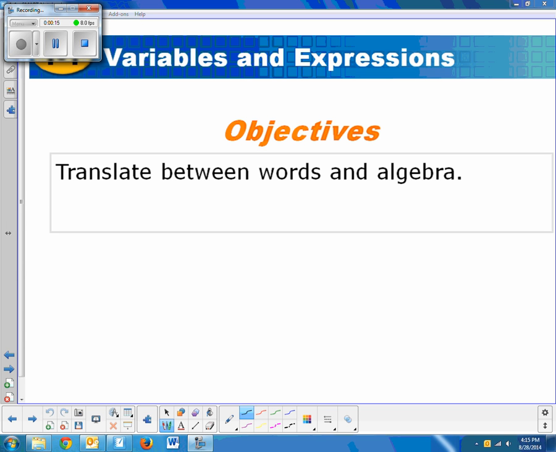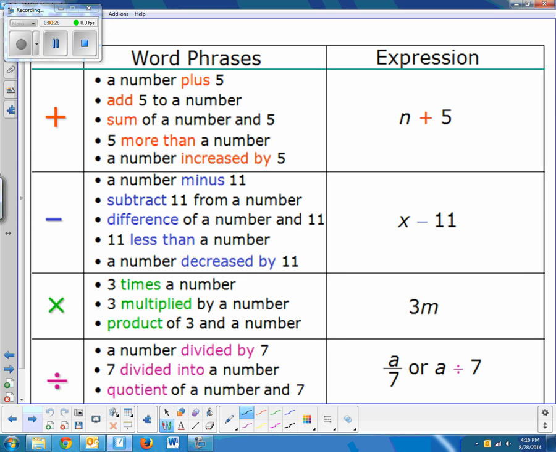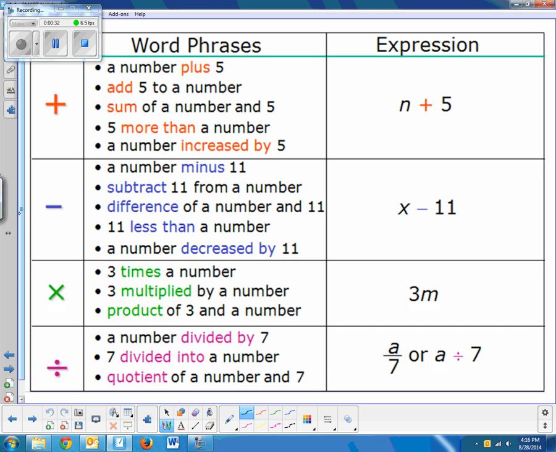It has its own sentence structure, its own spelling, and we're going to be looking at how those words look with just numbers and symbols, and being able to go back and forth between words and those algebraic symbols. So first, we've got a little bit of a cheat sheet here. We've got all four of our operations, adding, subtracting, multiplication, and division. And we've got some word phrases that all relate to the same expression.